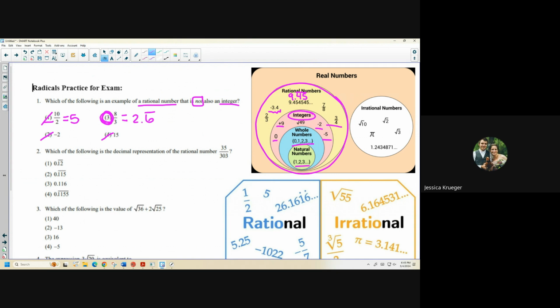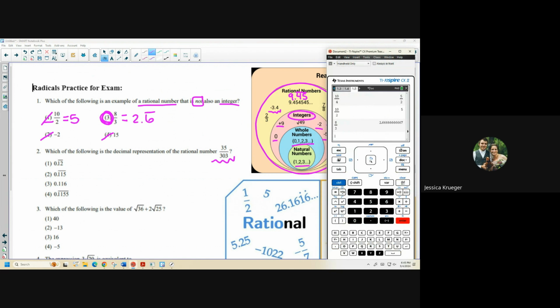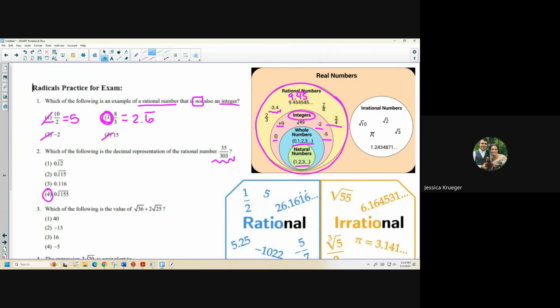It is rational though. Which of the following is the decimal representation of this rational number? So I'm going to go ahead and put this in my calculator. So I'll do 35 over 303, and I know it's going to be a decimal, so I'll hit Control Enter. Ooh, that's interesting. So it's 0.1155, 1155, 1155. So which of these shows 1155 repeating over and over again? Choice 4.